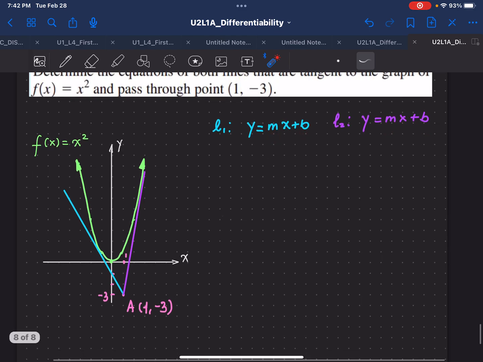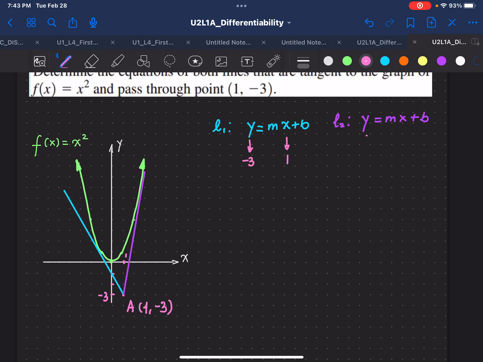Now let's take a look at what we're given. We know that the tangent line will pass through the point 1, negative 3, both of them. So this point will belong to both tangents, which means that these coordinates must satisfy both equations. So we are going to substitute the x and the y in both equations. So y is negative 3, x is 1.